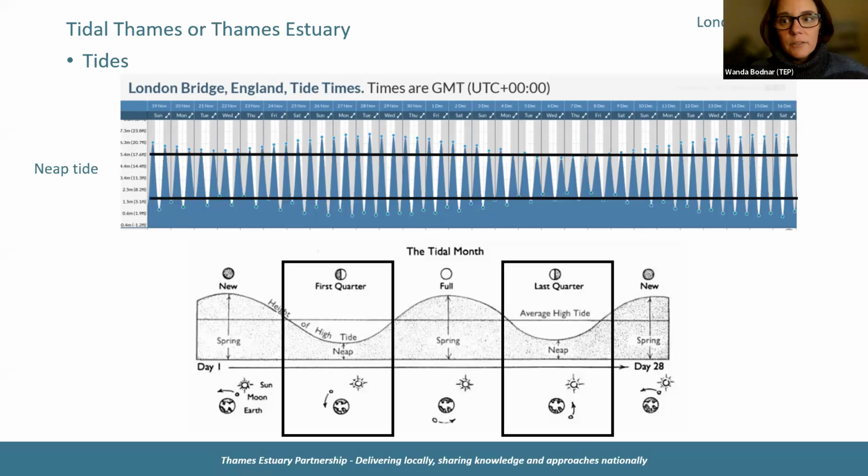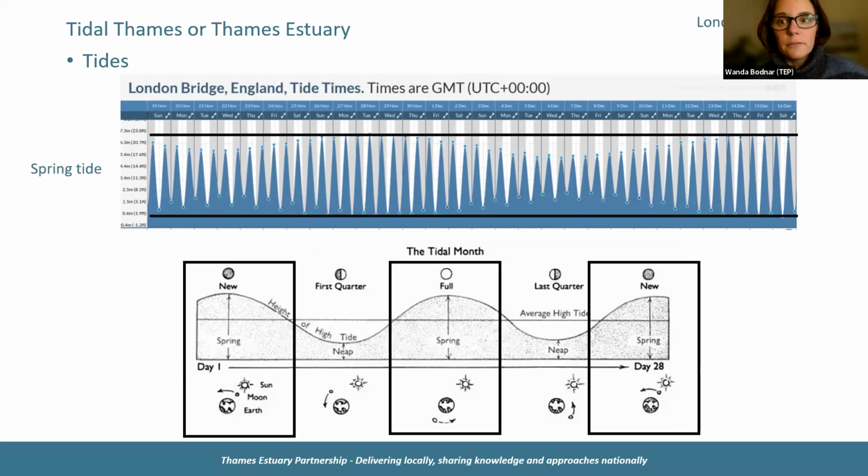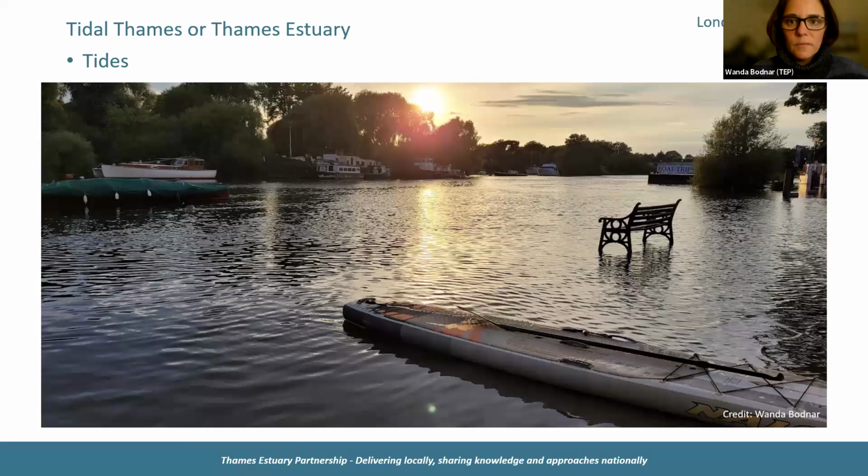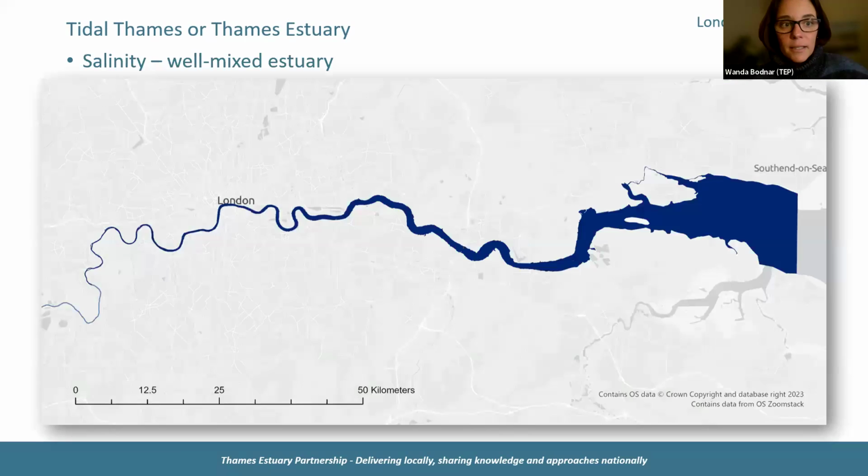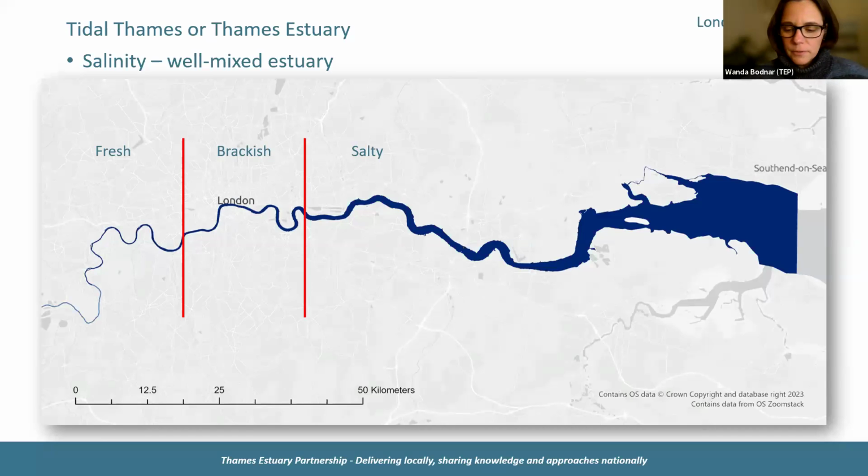So the tidal range of the neap tide is around 3 meters, and the tidal range of the spring tide is about 7 meters. It is during the spring tides when areas such as the Path in Richmond gets naturally flooded. In terms of salinity, the Thames is a well-mixed estuary with salinity gradually increasing towards the sea. However, on average, we can distinguish between freshwater, brackish, and salty areas.